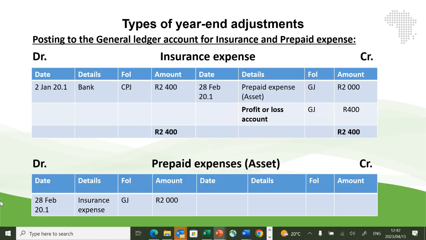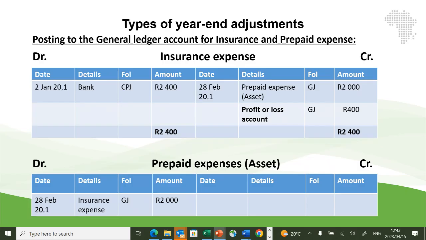We go to the debit side of this general ledger, you post that 2,400, and the description you write here, when you debited the insurance expense, what did we credit on the day the transaction took place? We credited the bank. That's what you're going to write here, 2,400, and here is your reference. This we recorded in the CPJ.